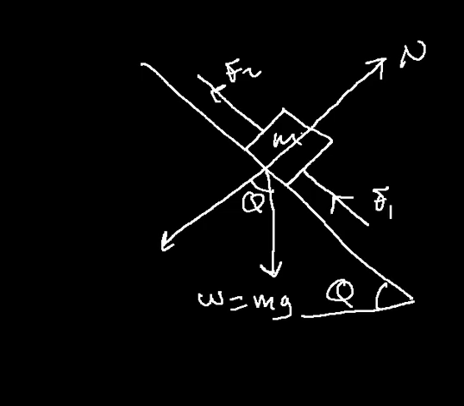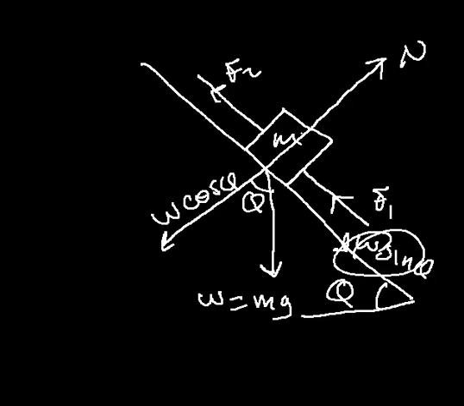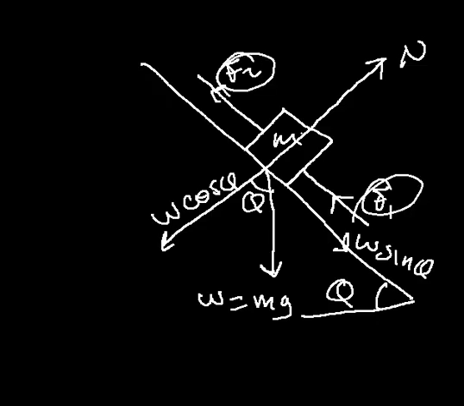Now we have to resolve the weight into components. That will be given as the weight cos theta, and we have another force which is given as the weight sin theta. Despite the object moving upwards, the x component of the weight has to act downwards. It follows the direction of the gravitational force. So in the axis of the motion we have three forces responsible: F2, F1, and the x component of the weight of the object.